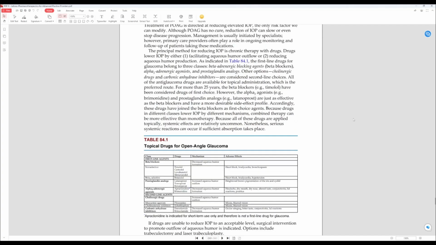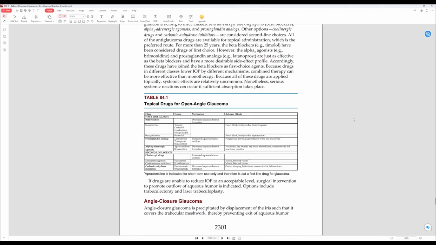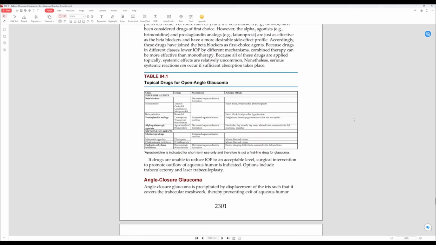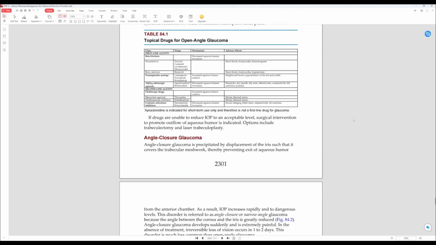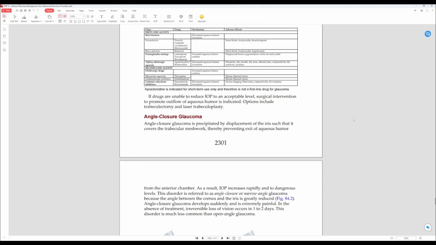So here is an excellent spot to hit pause so you can see all the topical drugs for open-angle glaucoma. Whether it's a beta blocker, a prostaglandin analog, an alpha-2 adrenergic agonist, or some of the second-line agents such as the cholinergic drugs or carbonic anhydrase inhibitors.